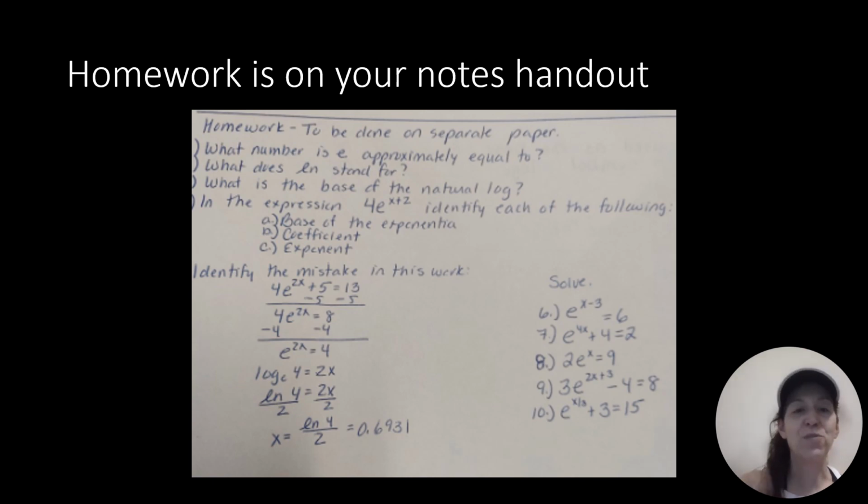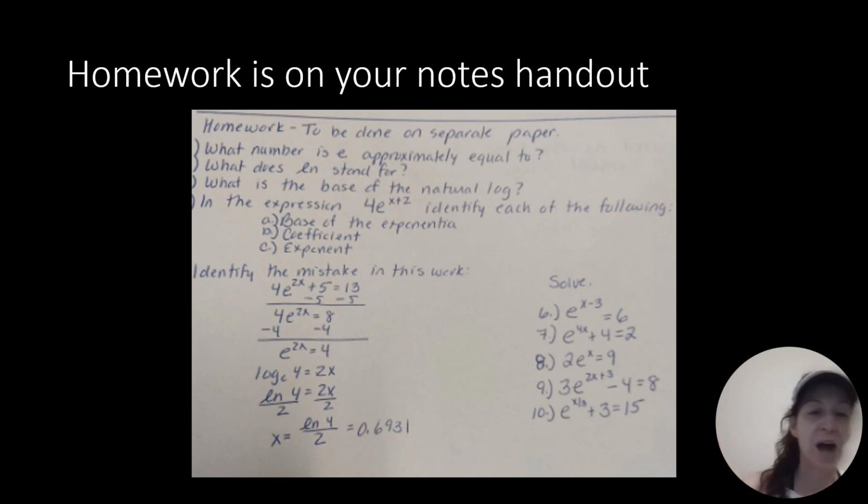So the first question is, what number is e approximately equal to? Hopefully you were taking notes. Rewind the video if you weren't. What does ln stand for? What is the base of the natural log? Those are all in the next one. So question 4, parts A, B, and C. In the expression 4e to the x plus 2, identify each of the following: the base, the coefficient, and the exponent. Those first 4 are like low-level vocabulary kind of things, like what do the symbols stand for.